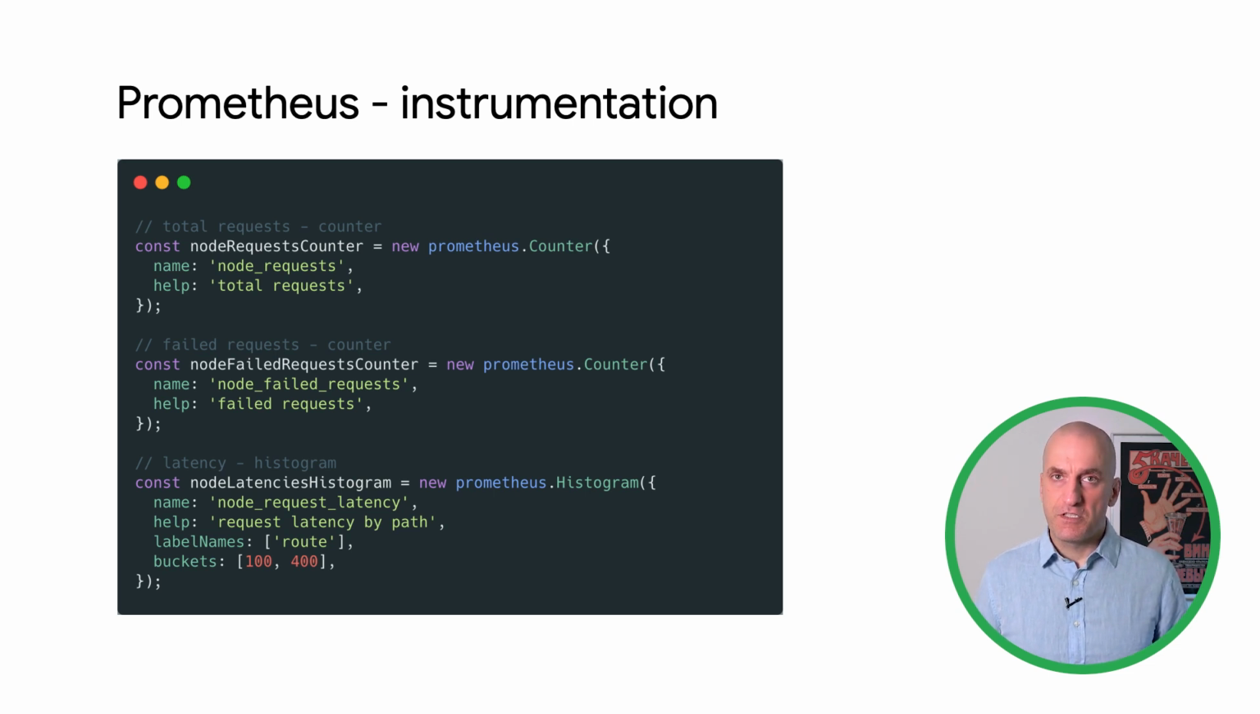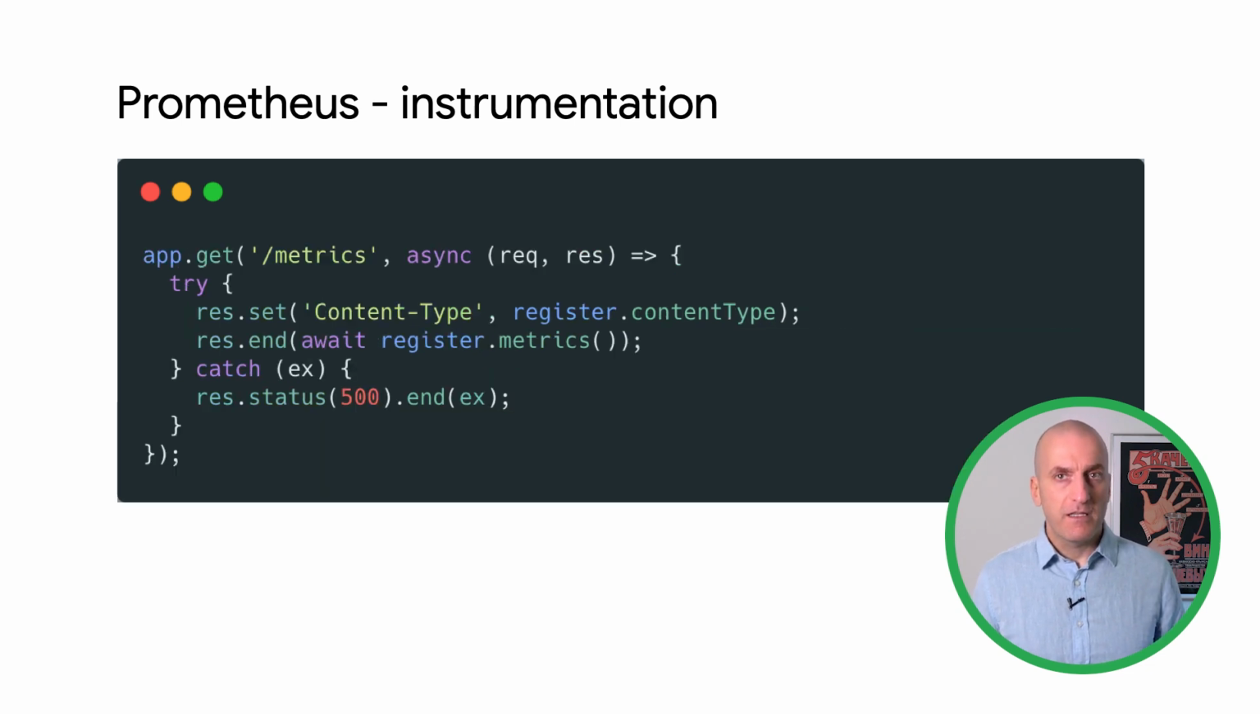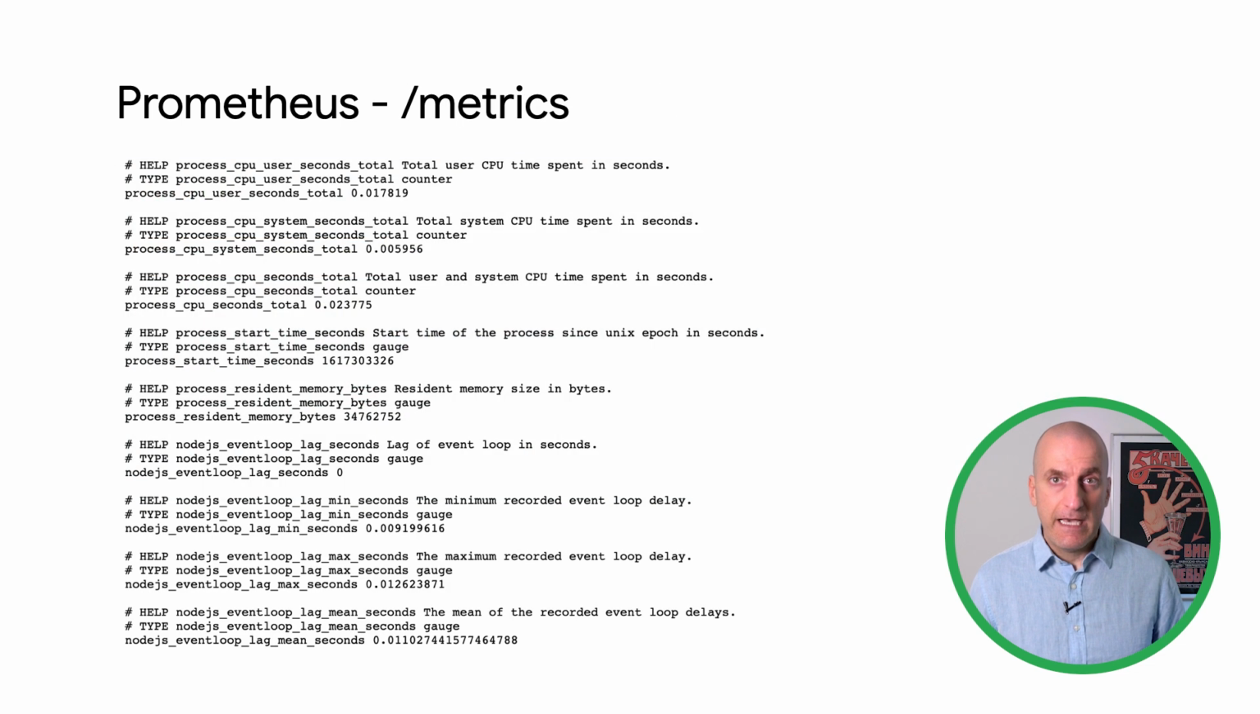Start by defining the metrics themselves. For each, specify the metric type, its name, and help message that will describe what the metric is capturing. To track latency, use a histogram and call its observe method. To increment counters, call their inc method. Finally, create a dedicated metrics endpoint in your application that Prometheus will use to scrape for metrics. The instrumentation is done. Now, if you go to the /metrics endpoint in your app, you'll see a page that looks like this. The metrics and their values are written out here.